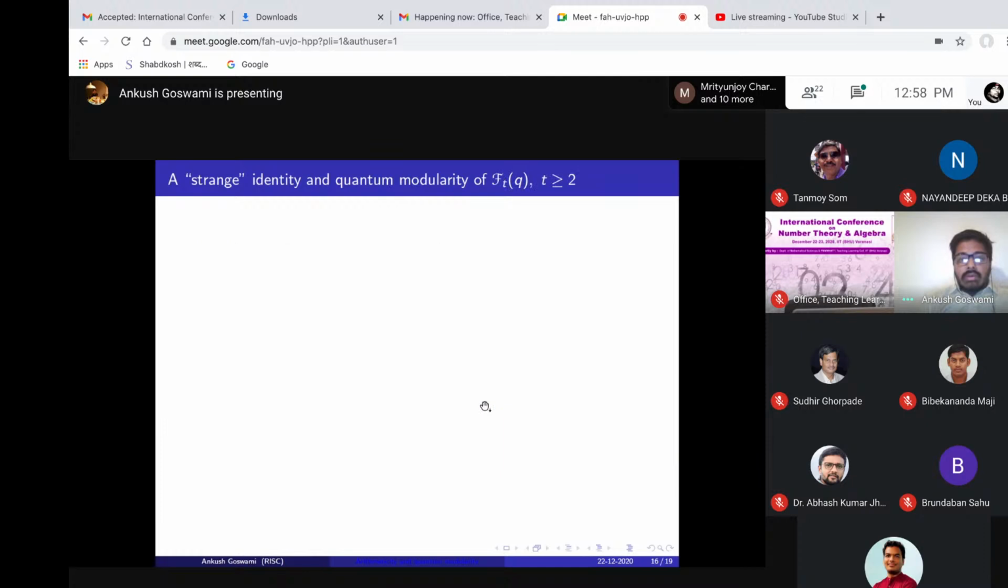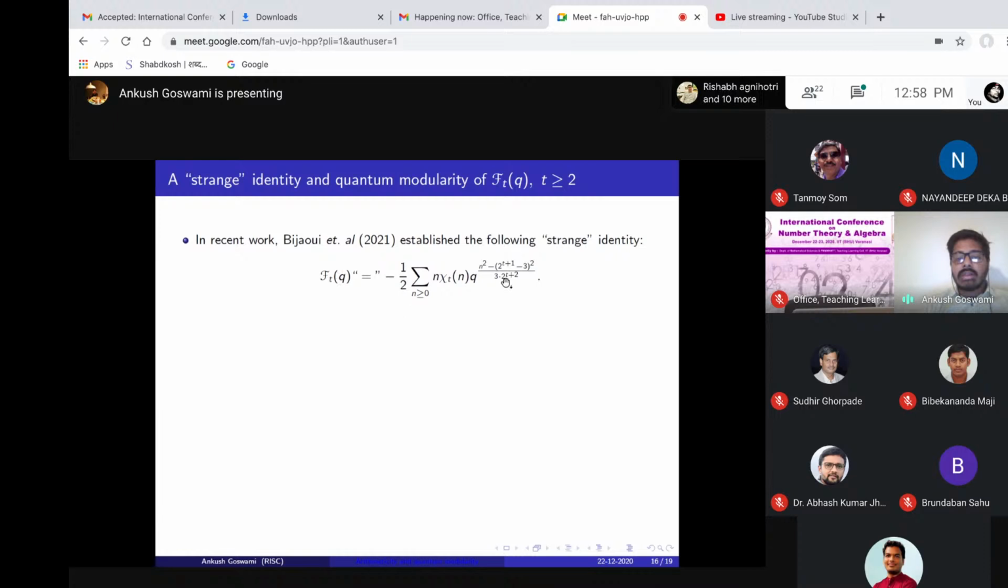So it was again Bijavi and others who established the following strange identity satisfied by this function f_t(q), and it is given by that. The right-hand side is again a partial theta series, and this chi_t(n) is basically the periodic function that you saw a few slides back. Once again, this equality within quotes means the same as in the previous slide.